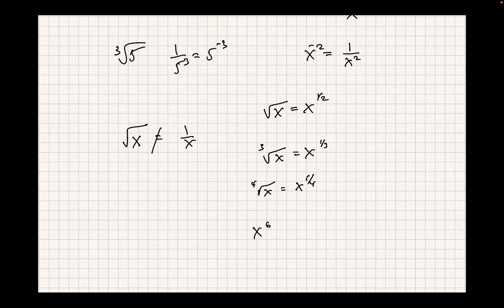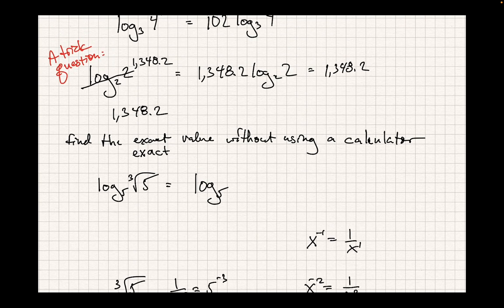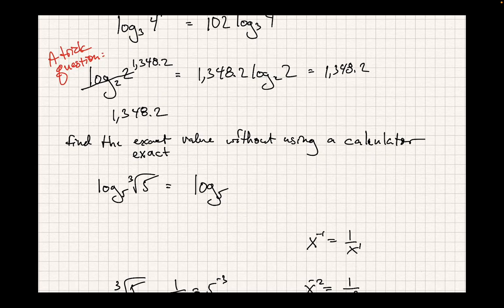What is the 5th root of x to the 6th? X to the 6/5. What is the 7th root of x to the 6th? It's 6 over 7, not 7 over 6, because the index of the root goes in the denominator of the exponent. You're right, Brad. My bad.